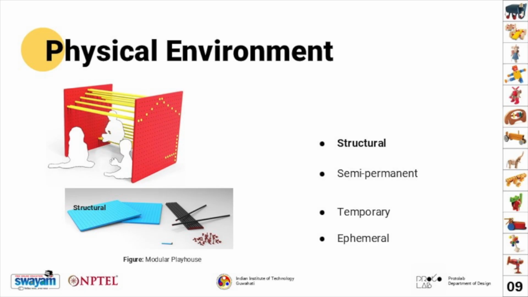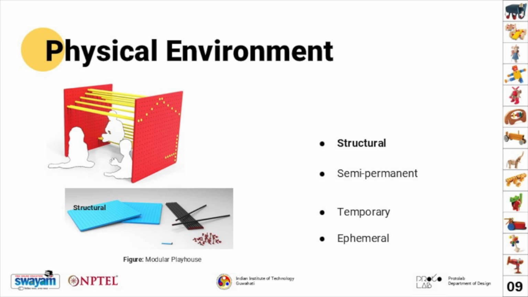The physical environment also has four layers. First, the structural layer, which is permanent or fixed. The structural layer is the foundational, permanent, or hard components of the play environment. In toy design, this refers to the core structure, main base, or permanent components of a toy that rarely change.